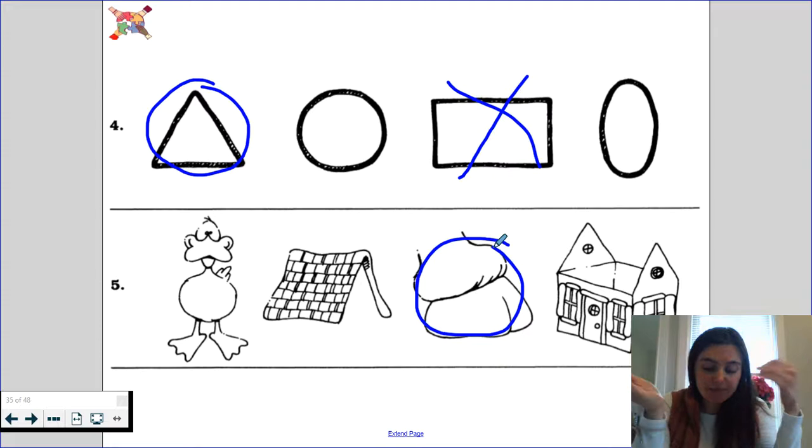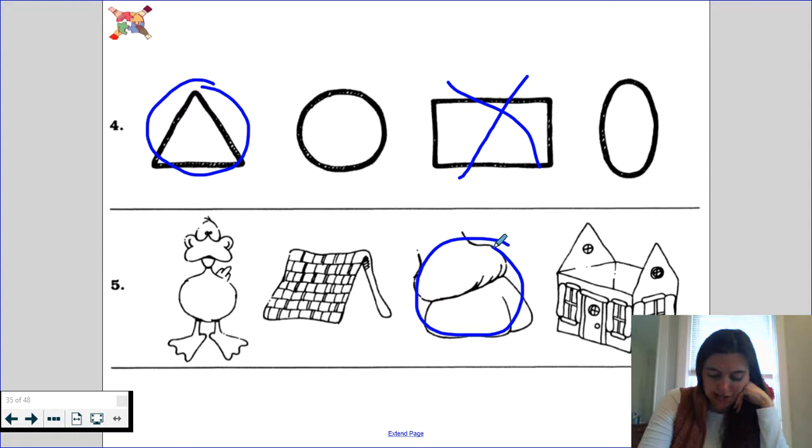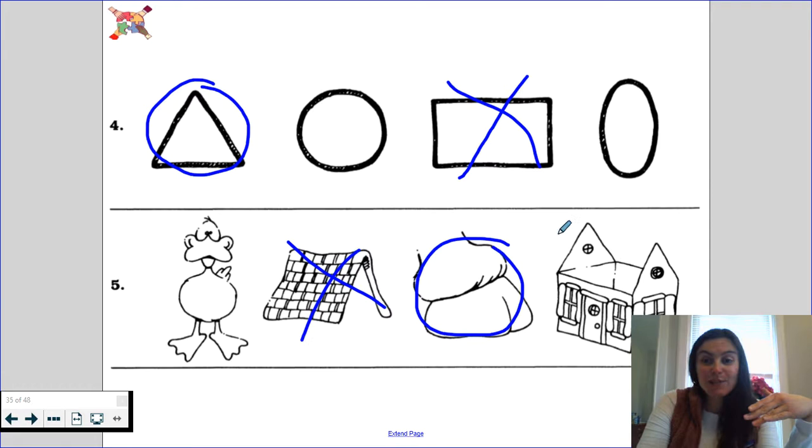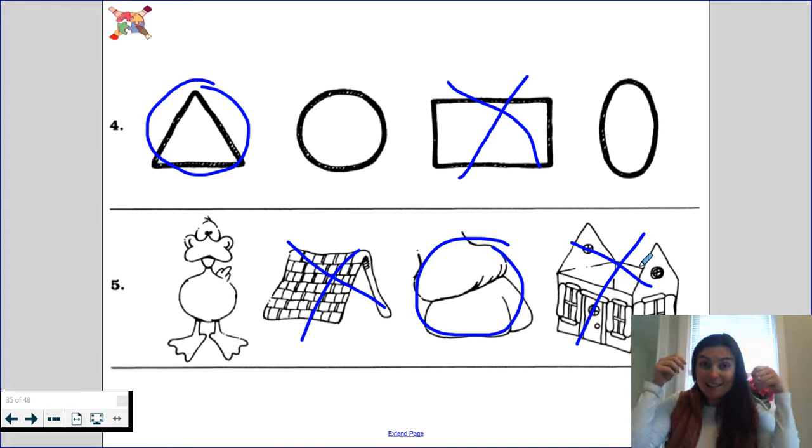Now, I need to put an X on the two things that complete this analogy. Hat is to head, as blank is to blank. So a hat goes on my head. So far we have a duck, a roof, and a house with no roof left. Oh, I think I know it. So a hat is to head, as roof is to house, because a roof is what goes on the house, just like a hat is what goes on our heads. That was pretty fun.